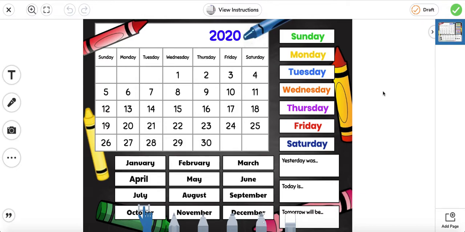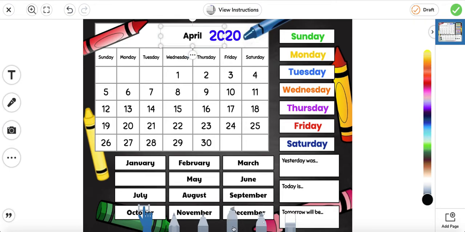Hello, boys and girls. We're going to begin with our calendar. Can you tell me what day it is today? Yes, it's the last day of April. We're going to cross out all the days that have passed, and we're going to stop at the number 30.